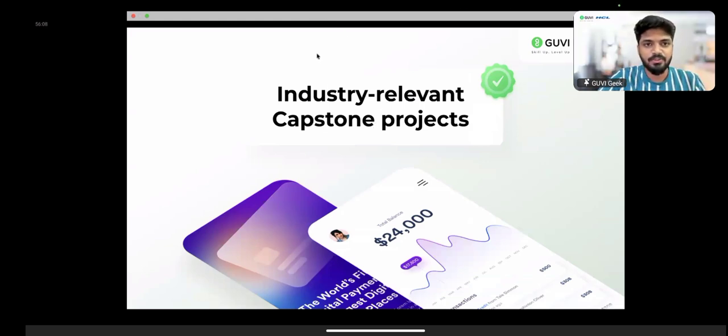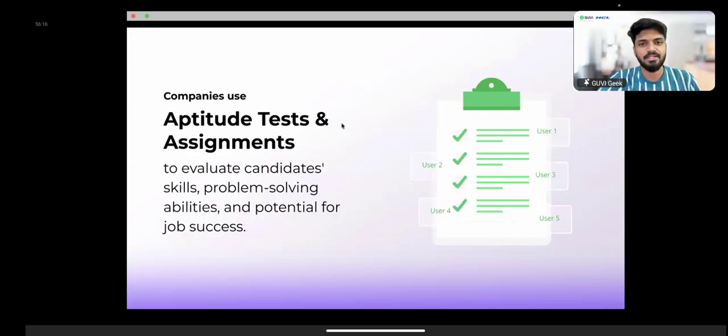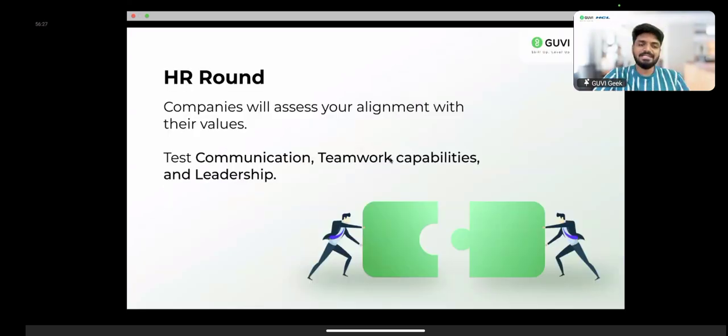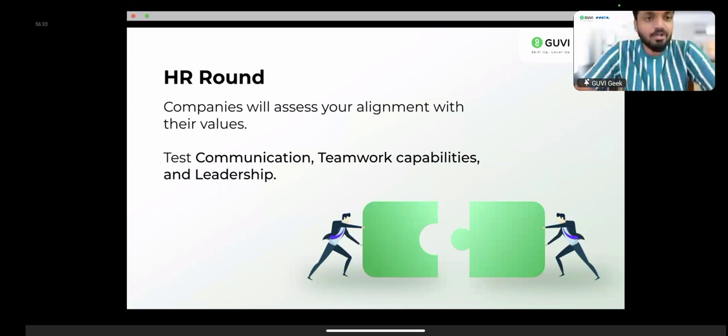Okay, so yes, Balaji, as you said, in the resume, highlighting your industry oriented projects is also a plus point only actually. Okay. Then companies even use aptitude tests and assignments to evaluate candidates, like through skills, problem solving skills, and lots more, right? And finally, HR structured rounds. So companies will check the alignment of their values, and test communication and teamwork capabilities. Even if you were a team leader or a manager in the previous company, they will be testing at that particular level as well.